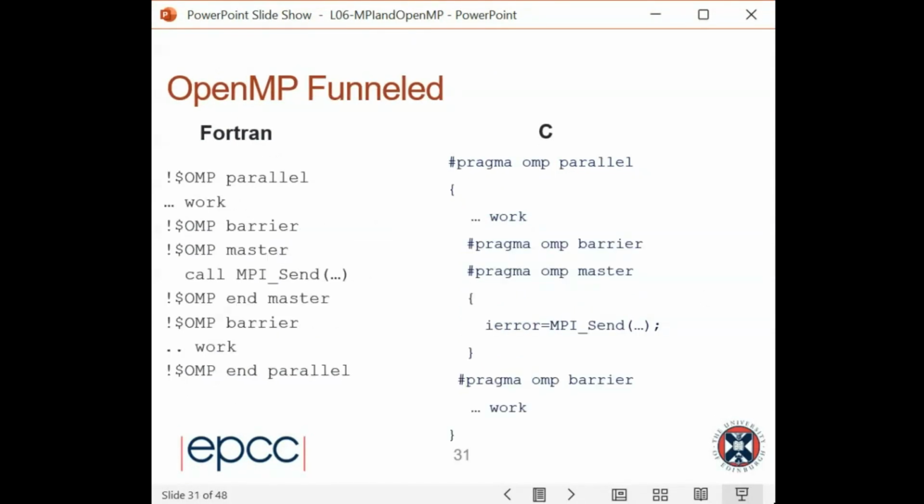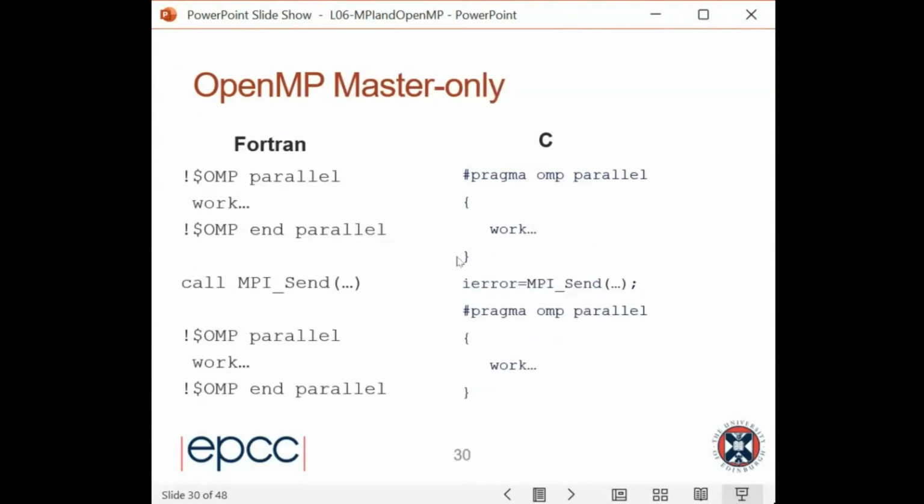Funneled here, as I said, you guarantee that only the master thread calls the MPI library, but it can be within a parallel region. So what you've got here is an extended parallel region which includes the work, the send, and the work. That means that you therefore have to put barriers in, because you want to make sure.